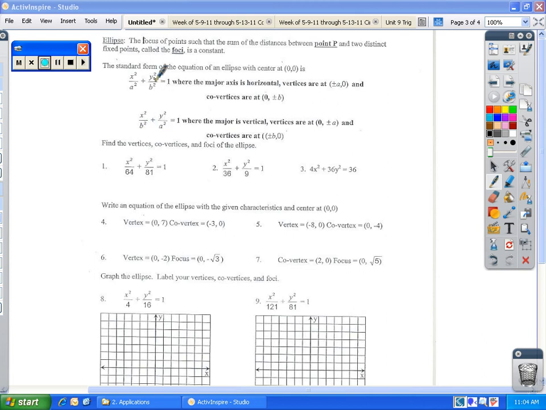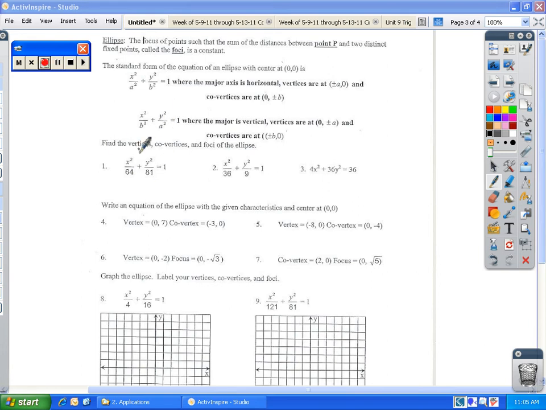It's important to remember that a always goes with the major axis. And so if your x is the major axis, then a is going to go under the x. If y is your major axis, then a is going to go under the y.